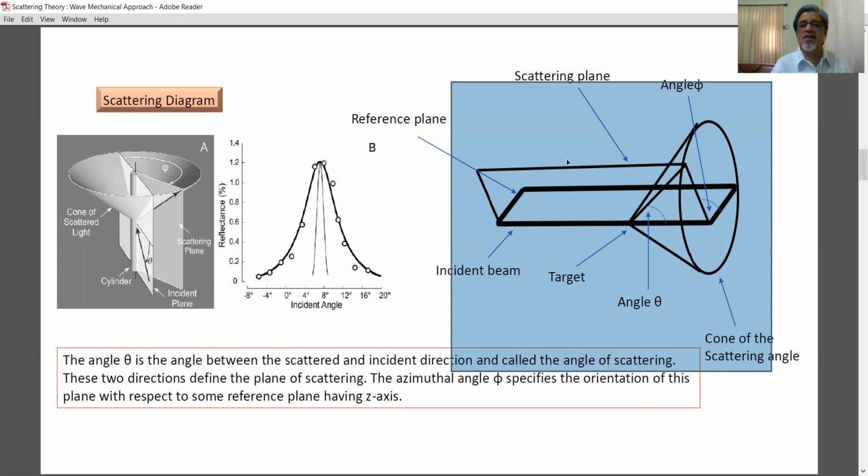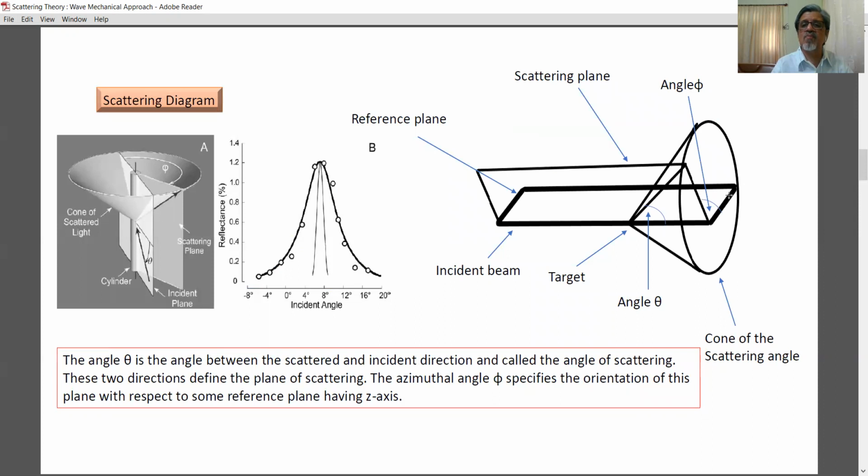Now, there is another plane which is known as the reference plane. The reference plane is arbitrarily taken as a fixed plane, shown by a thick line, and that is again a parallelogram. These two planes form an angle phi. This angle phi is between the two planes: one is the scattering plane, another is the reference plane. The reference plane is fixed, but the scattering plane changes with the direction of scattering of a particle.